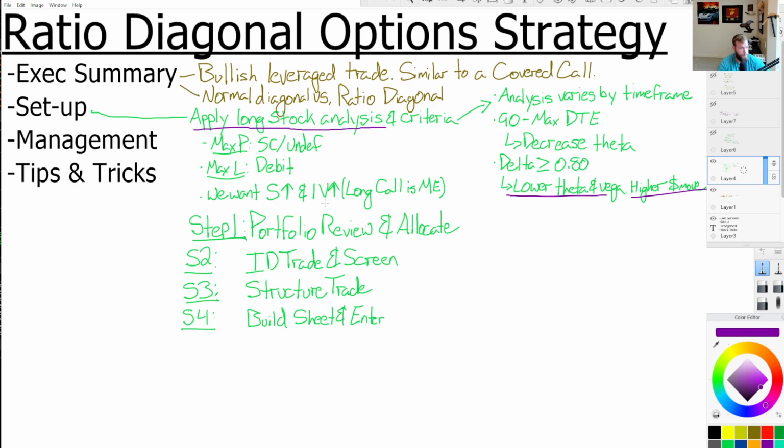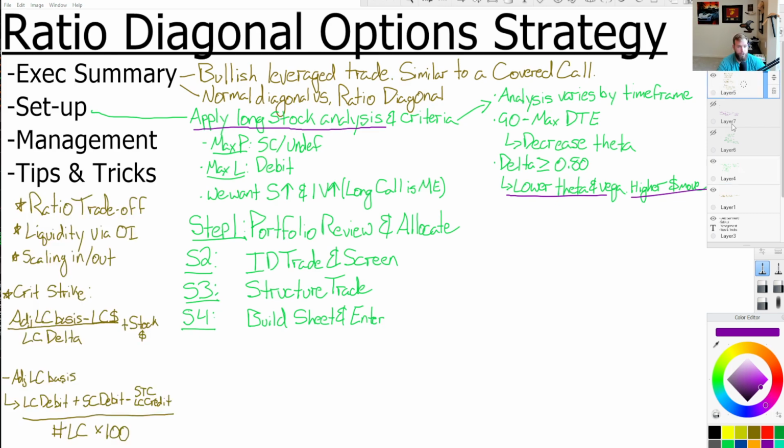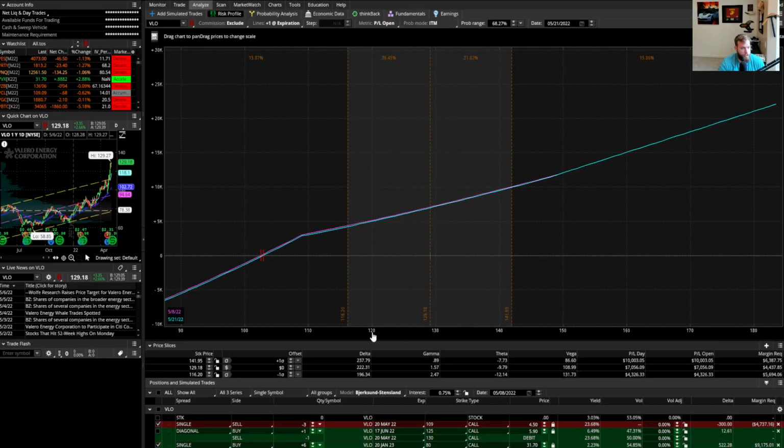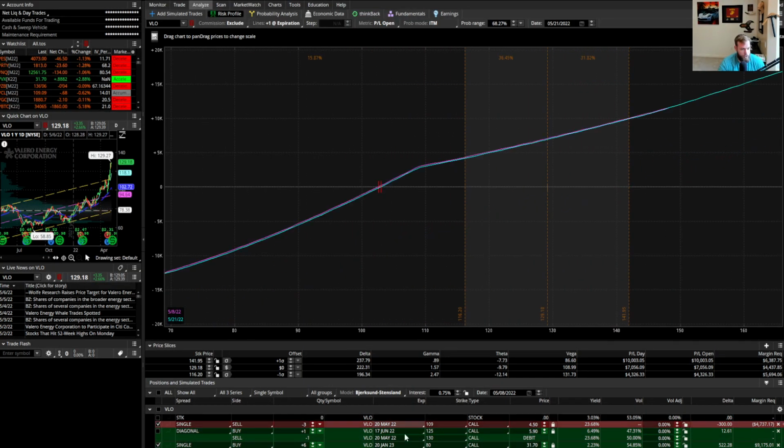That helps the position. Okay, so let's talk through really the 4 main steps to entering this trade, and then I'm going to give you some detail on all of these. In the meantime, I am going to throw out some of these tips and tricks so that we can kind of talk about it as we go. Now, one of the things that I do want to talk about up front is this right here, the ratio trade-off. So when we're structuring this trade, there's a couple ways to look at it.